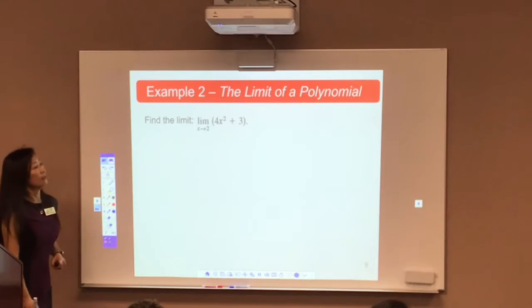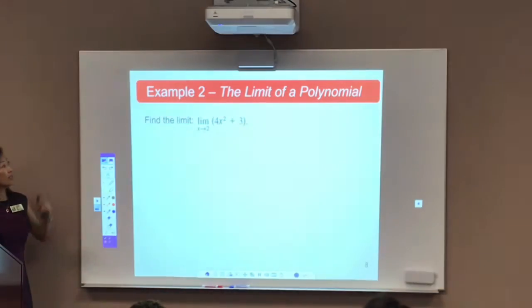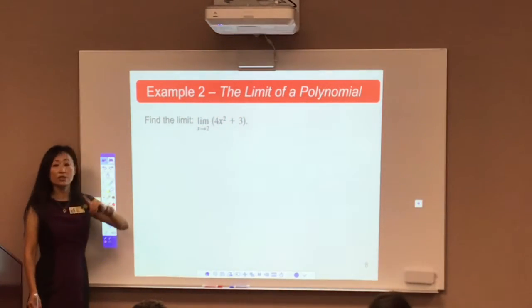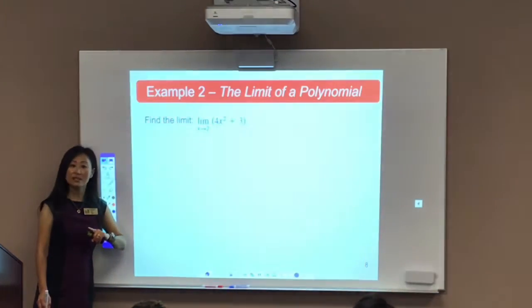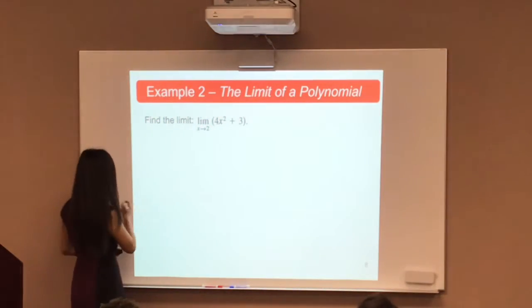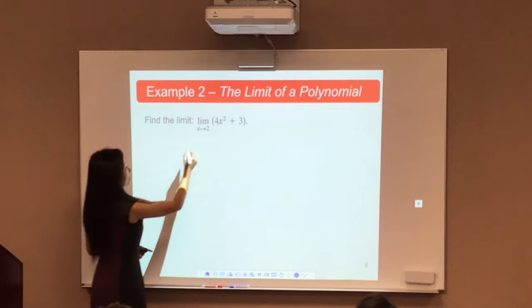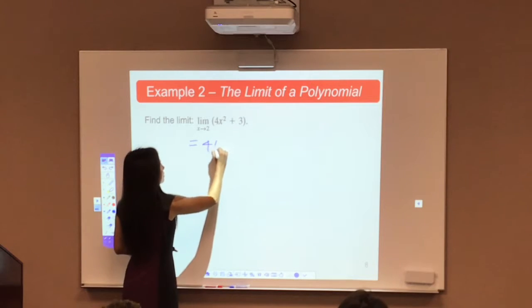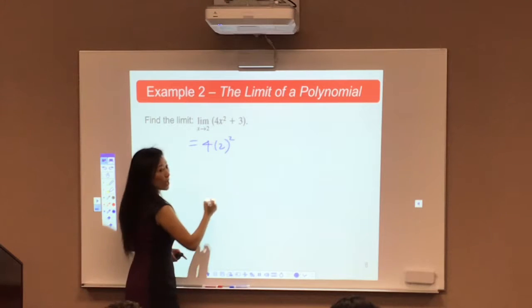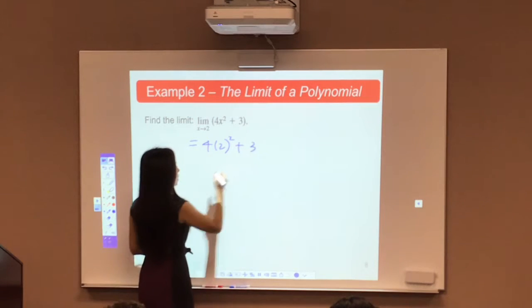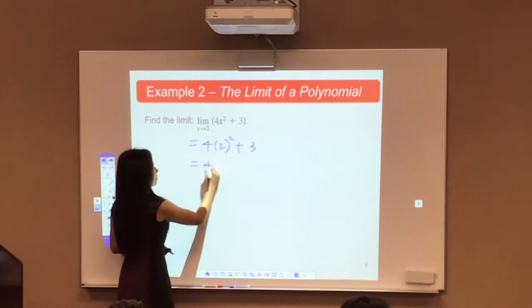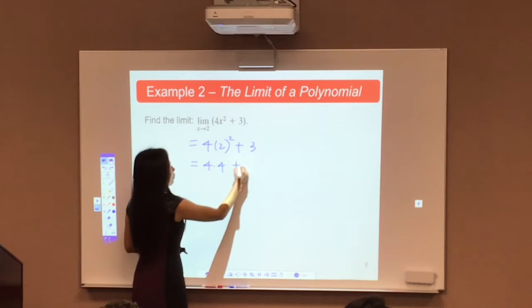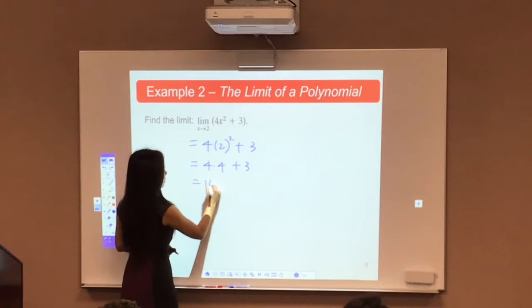For example, right here. What is my limit for this? First thing first, this is a continuous function. Yes, this is a continuous function. So I can simply do what? Plug it in, right? So this means 4 times 2 squared plus 3. 4 times 4 plus 3, which is what?